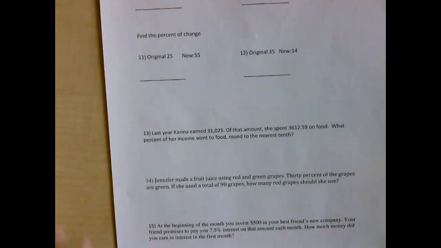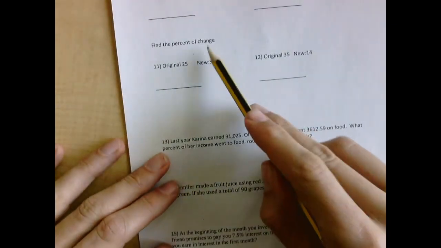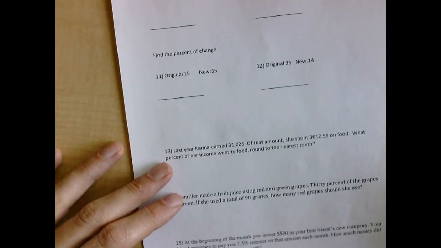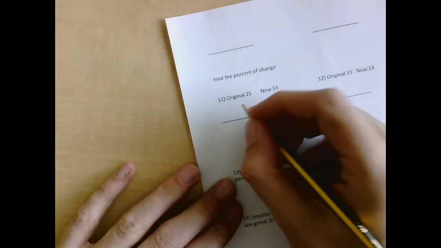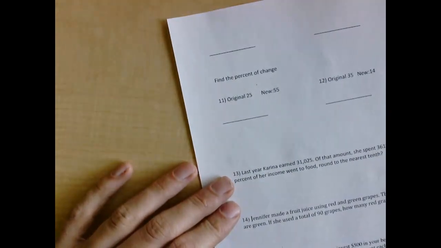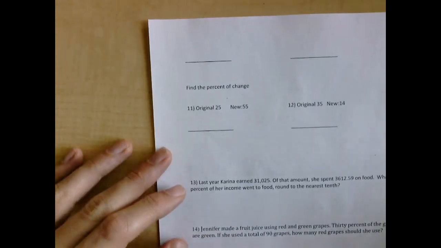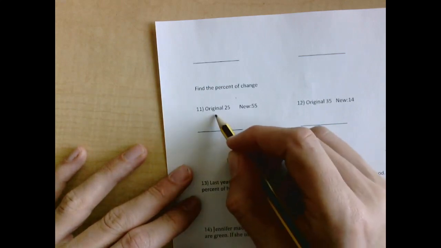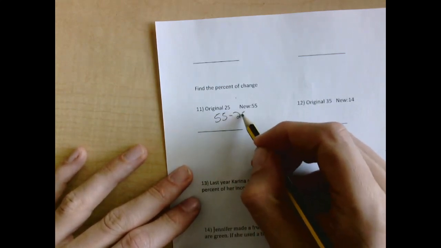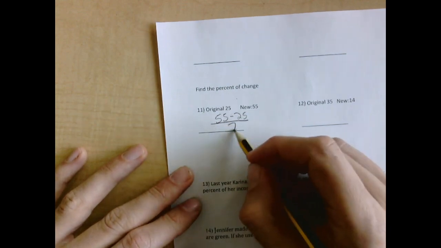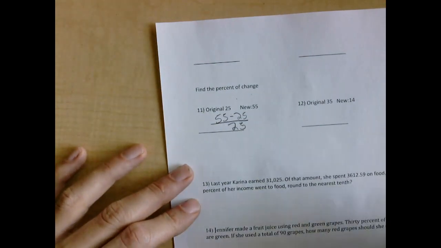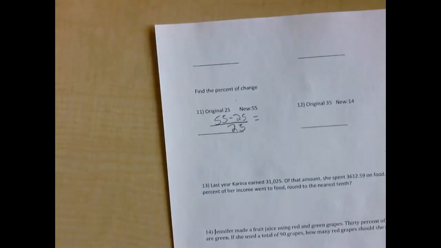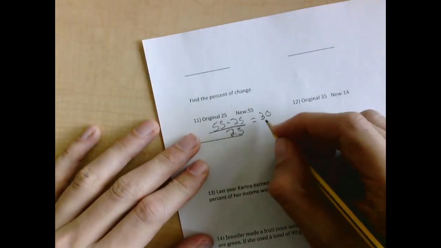Let's look at number 11. We're looking for the percent of change. 25 is the original and 55 is the new amount. So if you remember our formula for the percent of change, you have to do the two numbers minus each other over the original amount. So I'll go ahead and subtract 55 from 25 to get 30, and 30 over 25.